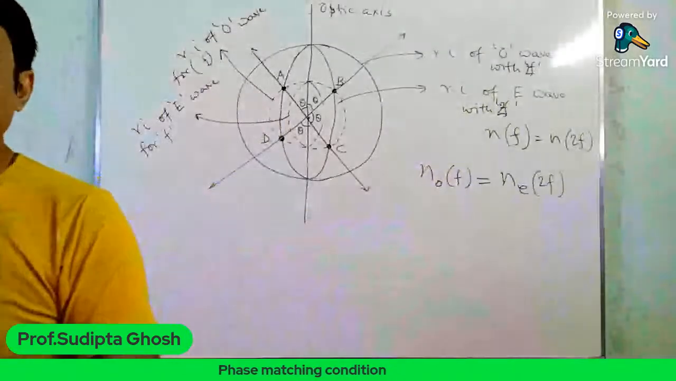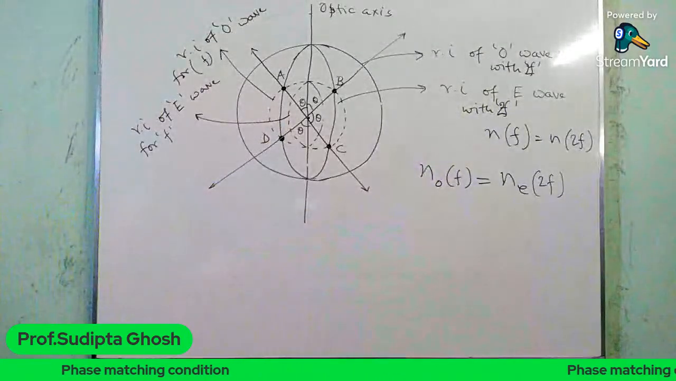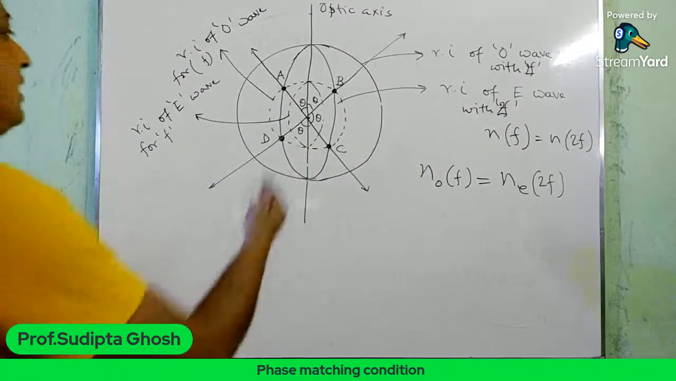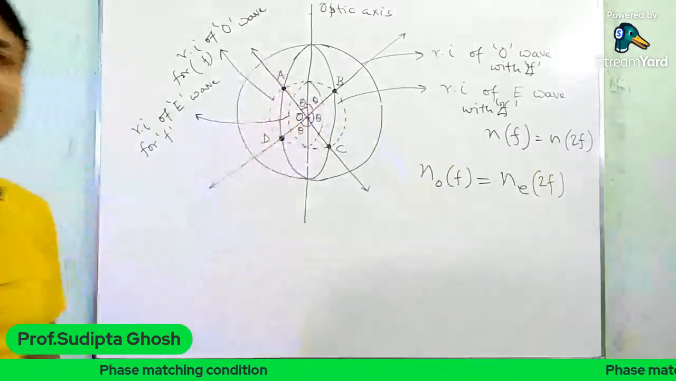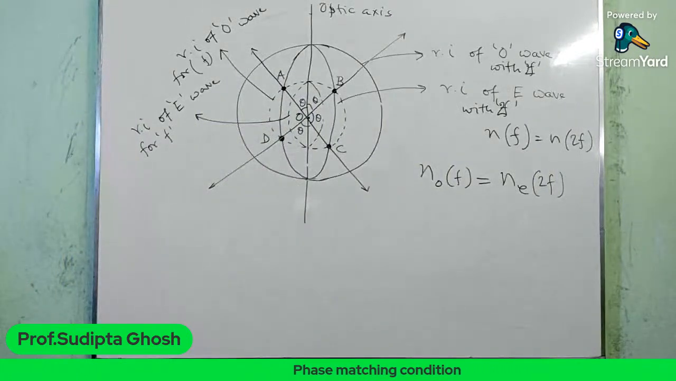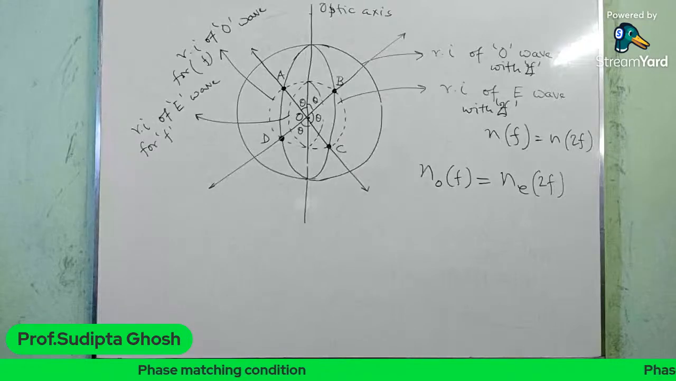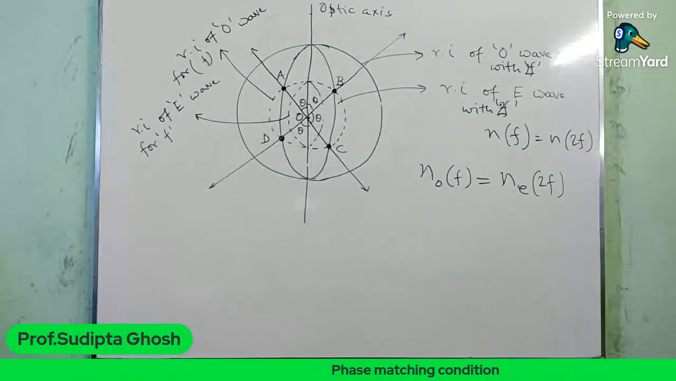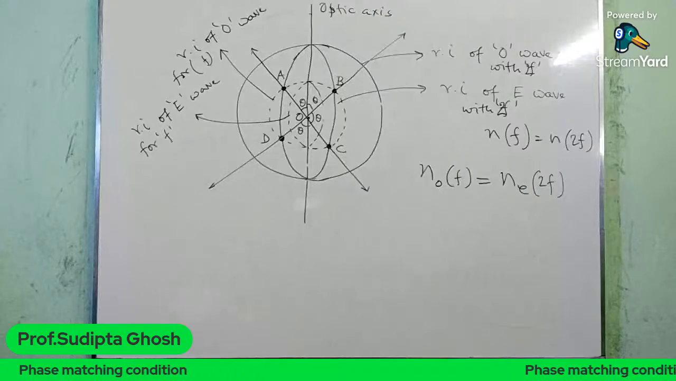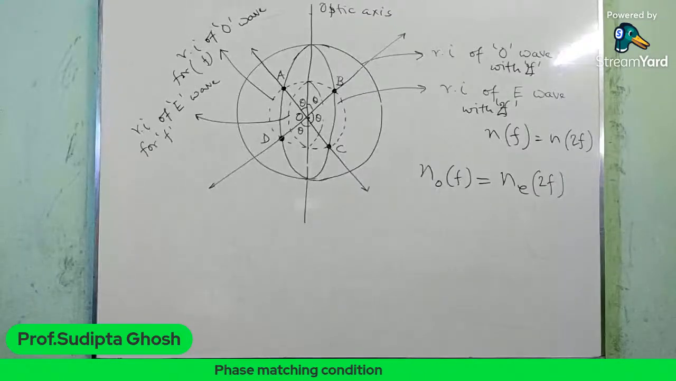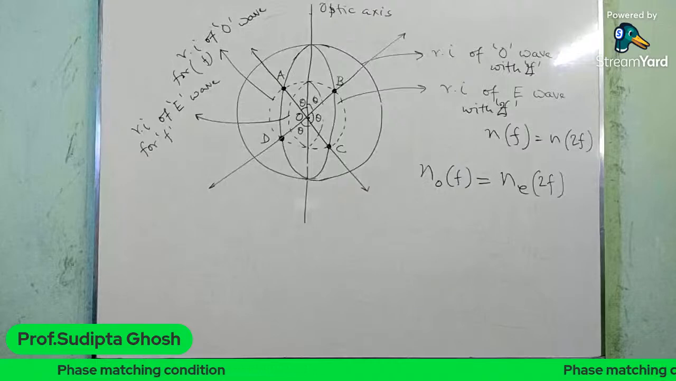So if light is incident inside the crystal along the direction OA, OB, OC or OD, we can see that in these directions the refractive index of the ordinary wave having frequency f is equal to the refractive index of the extraordinary wave having frequency twice f.